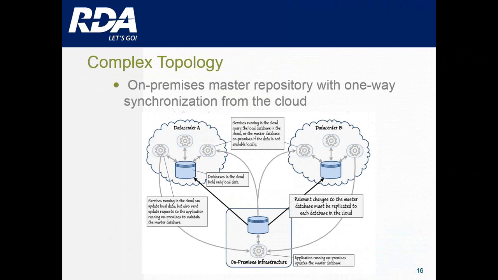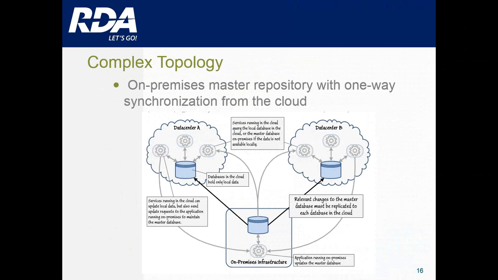Another topology, which is slightly more complex, would be where your master repository is on premises, and you have data centers set up in the cloud, and you have a one-way synchronization. In this scenario, the one-way synchronization is needed so that your master is always up to date, and you're basically pushing the data into your data center, whether it's data center A or B, based on your needs. The relevant changes from the master database would get replicated in each of the databases in the cloud. The services running in the cloud would query the local databases in the cloud, or they could also go and query the master database on premises if the data is not available locally.